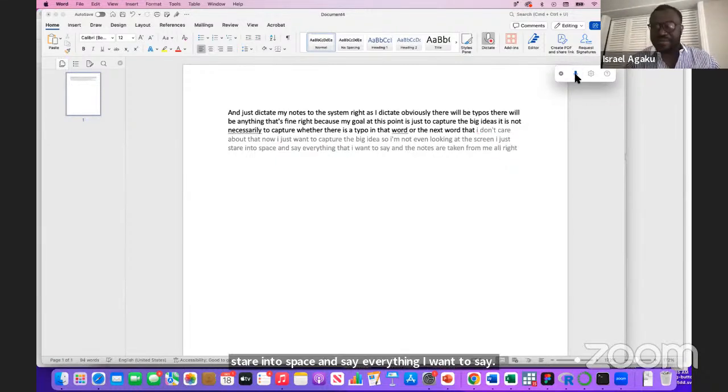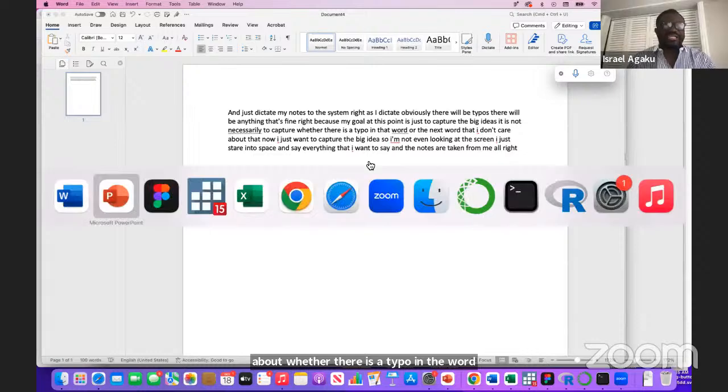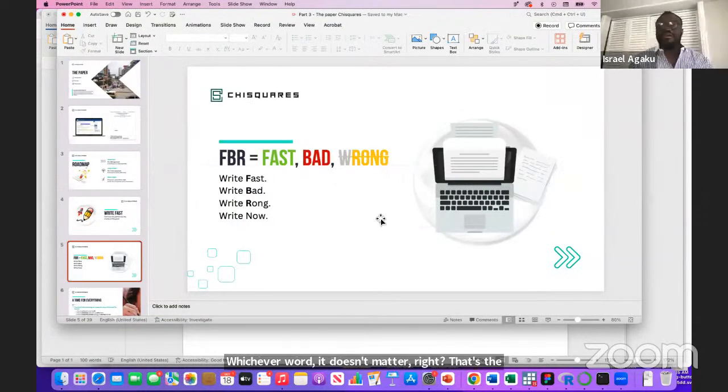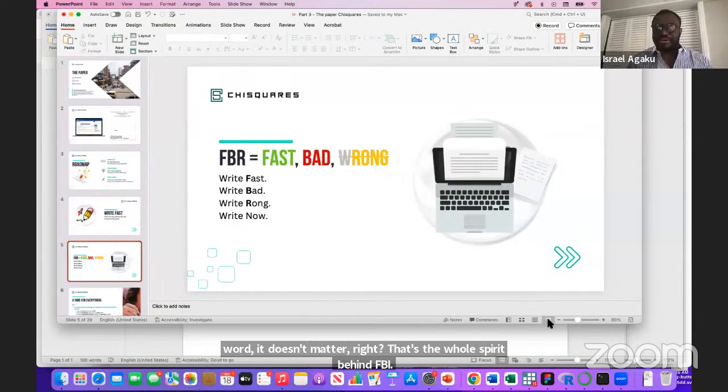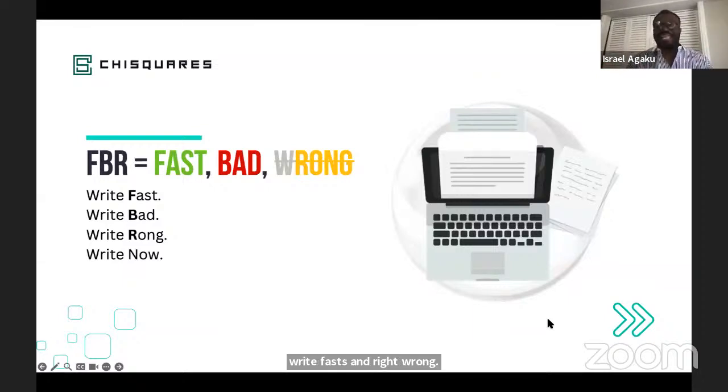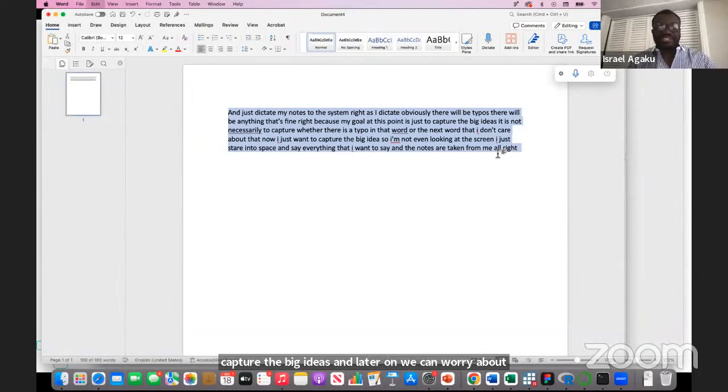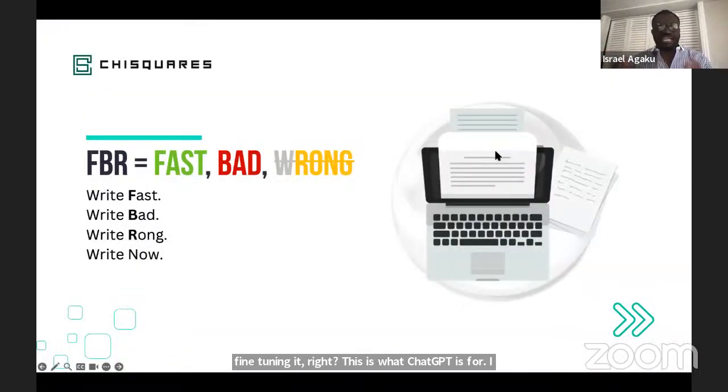So that's the whole idea behind FBR. Don't worry about whether there is a typo in the word, whichever word, it doesn't matter, right? That's the whole spirit behind FBR. Write fast and write wrong. Capture the big ideas, and later on we can worry about fine-tuning it, right? This is what ChatGPT is for. I can just copy this text and take it to ChatGPT and say, please correct grammar, typos, and everything.